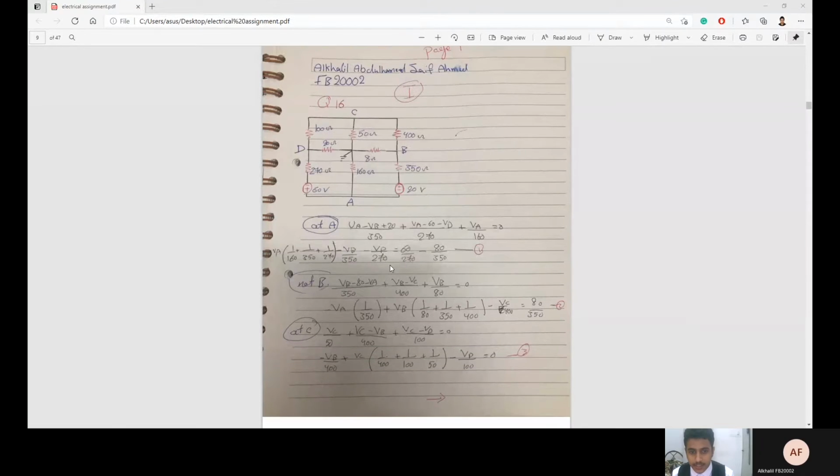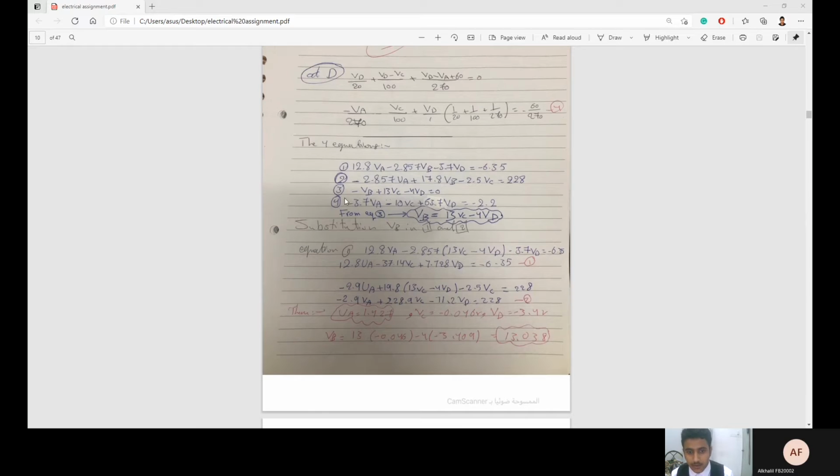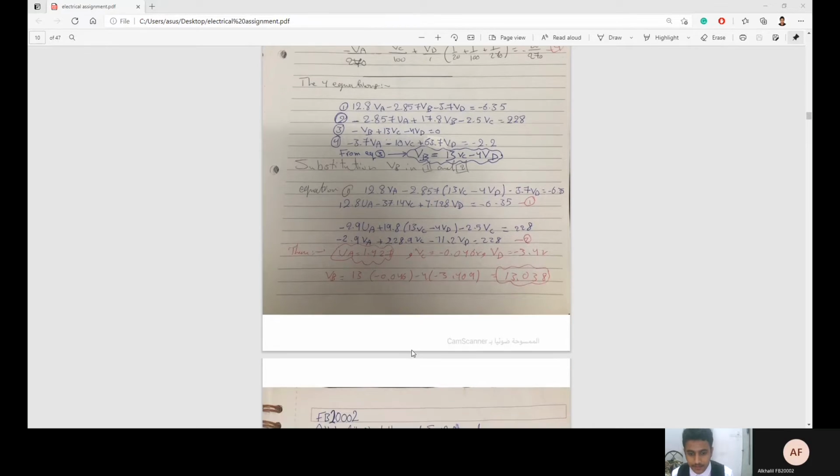We go to question number 16. Actually, in question number 16, we have 4 points here, A, B, C, D, and we have to use nodal analysis to solve this circuit. After that, we have 4 equations. The 4 equations are here, and from equation number 3, we have VB equals 13 VC minus 4 VB. And from equation number 3, we put it in equations number 1 and 2, and then we got the voltage at all the points, VA, VB, VC, and VD.